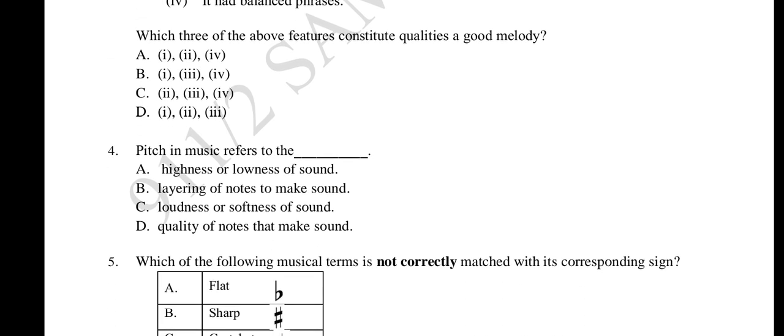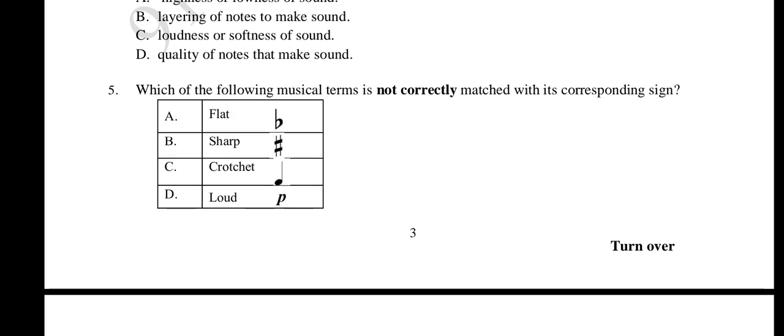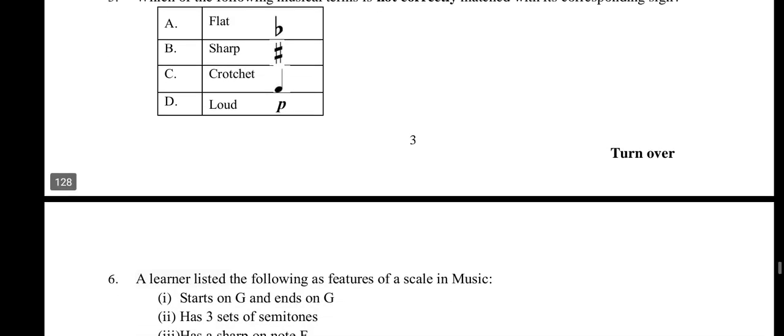Then pitch in music refers to, of course, highness or lowness of a sound. The correct answer is A. Then which of the following musical terms is not correctly matched with the corresponding sign? A flat, A is correct. Sharp, correct. Crotchet is correct. Loud, loud is not correct. So a crotchet correct, sharp is very correct, flat is very correct. The one which is not correctly matched is D.